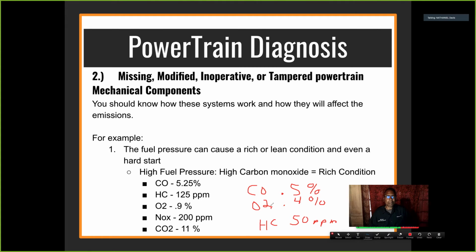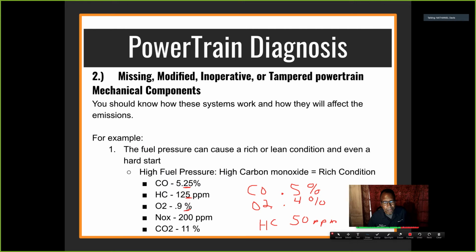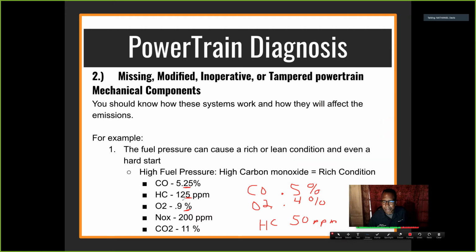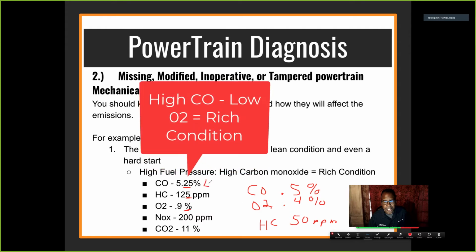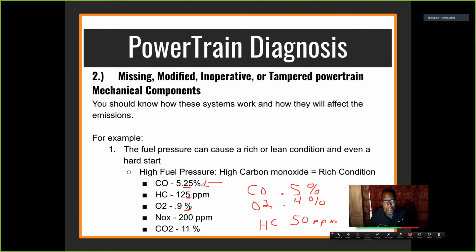All right, now when this starts to go rich, it starts to foul out the plugs. As the plugs start to foul out, we start to burn less oxygen, and the oxygen starts to go up. That's why you see it starting to elevate, because it's starting to misfire. That makes sense? Yeah, because we're starting to misfire, and that's why O2 is starting to go up. But this here is an indication of a rich fuel mixture. So I see something like that, I'm looking for an overabundance of fuel. There's too much fuel being dumped into the combustion chamber.